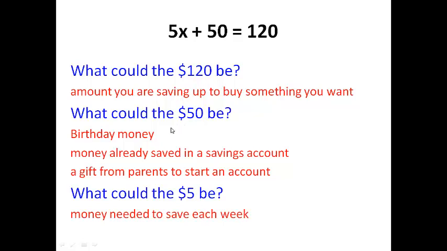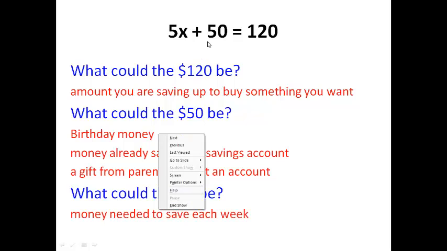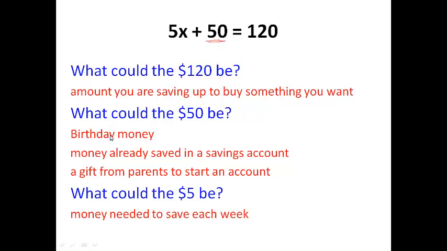Okay, the $50 could be somebody gave you birthday money, because this is your starting point. That's what you're starting with, is the $50. It's money that you already had saved in a savings account, or maybe you have a big piggy bank that's got $50 in it. It could be a gift from your parents to start an account, or to start you saving for whatever it is that you want. But this is your starting point. Remember that your SPUIA. The $50 is what you're starting with.